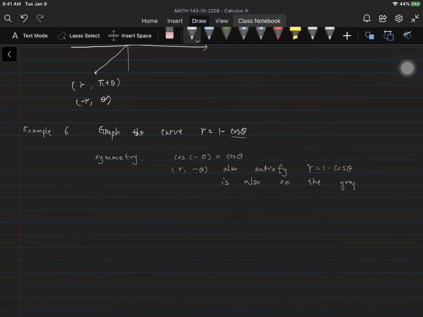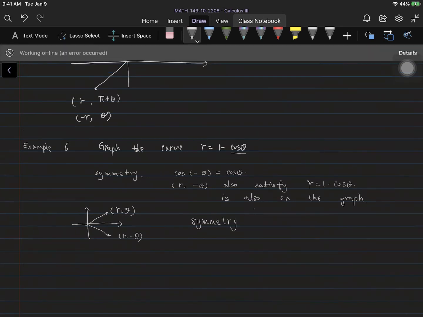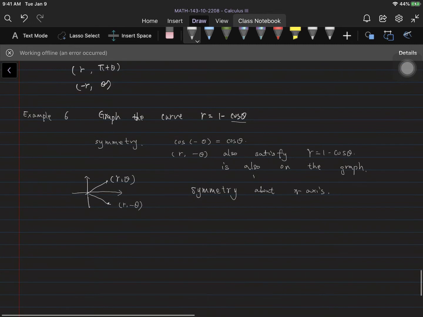And we can draw the graph and see if we have r theta here, and r negative theta is also on the graph. Where's r negative theta? Just here. And then we can see what's the symmetry of this graph. So it's symmetry about the x-axis. Is that correct? From the graph we can see.